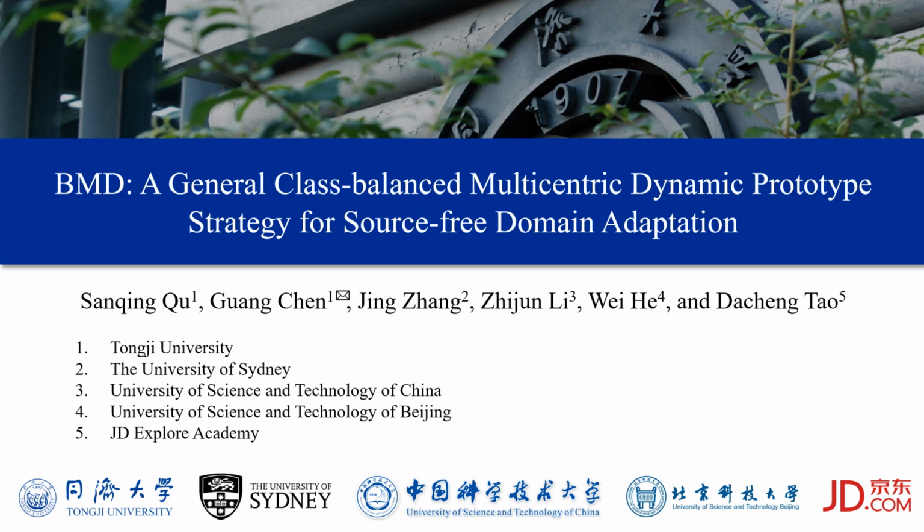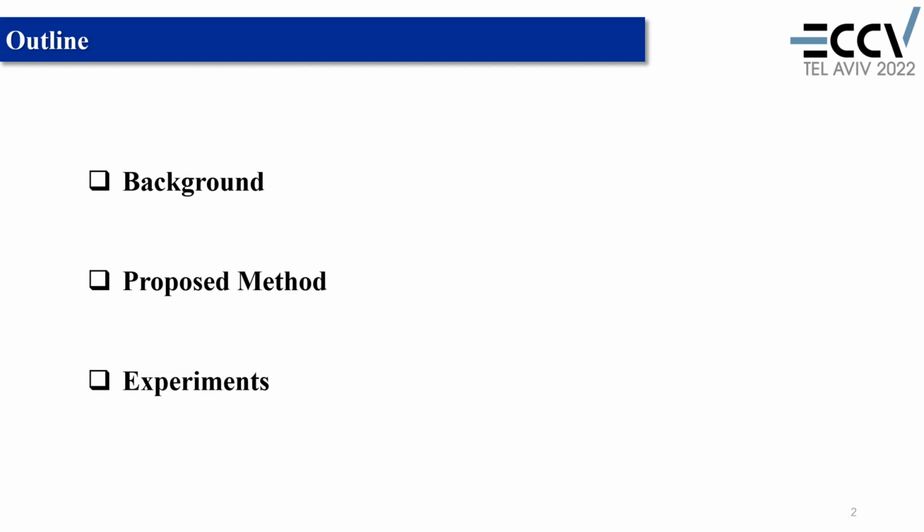Today I'm going to present our BMD, which aims to provide a general class-balanced multicentric prototype strategy for source-free domain adaptation. This presentation will contain three parts, namely the background, our proposed method, and the experiments.